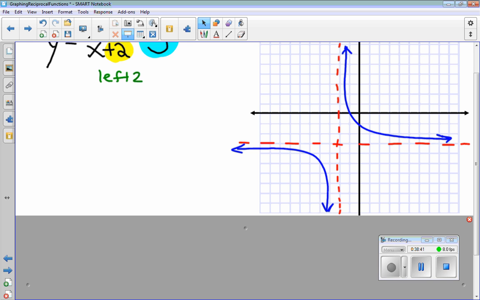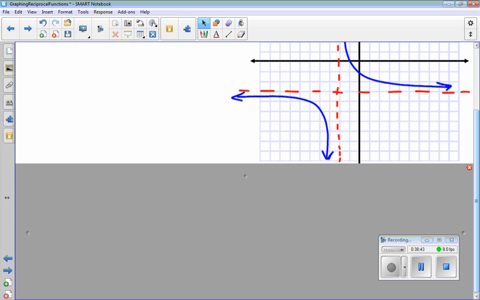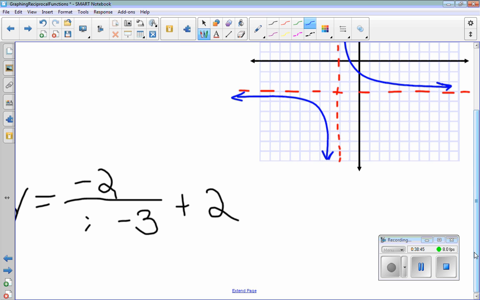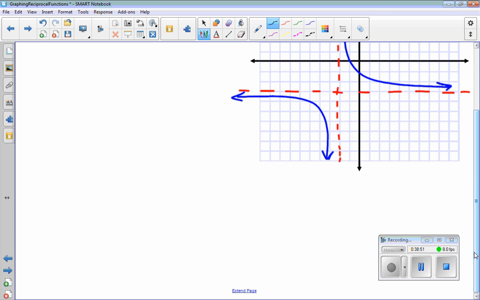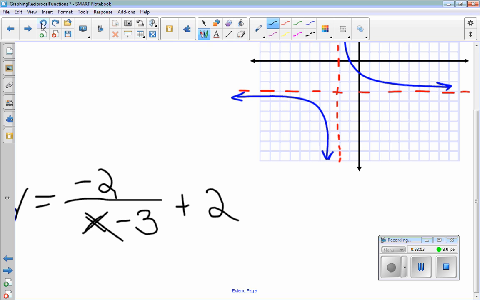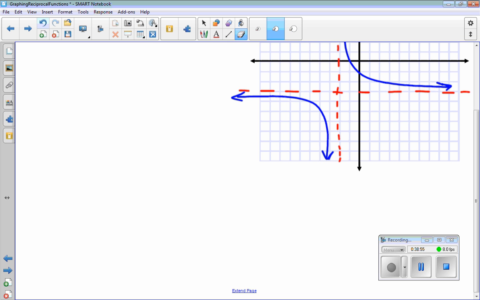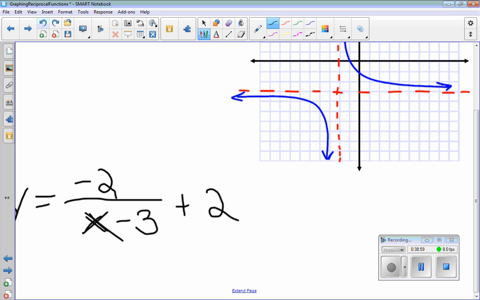Let's try one more. One more graph here. Whoa. Erase all of it, just this part. Why does it keep doing that? All right, we're going to leave it. You just know that's next. I'm not sure why it keeps wanting to erase.